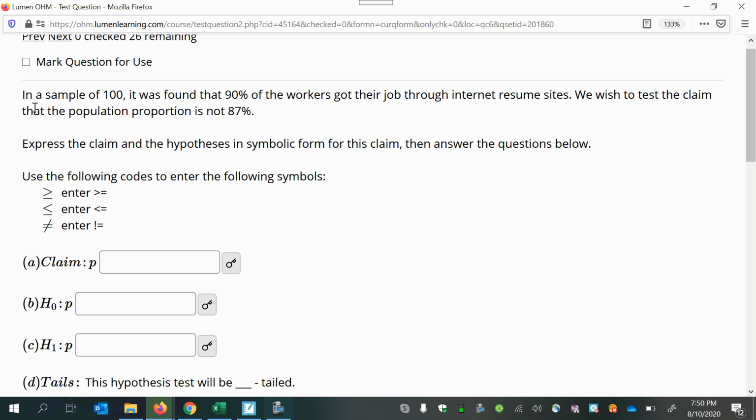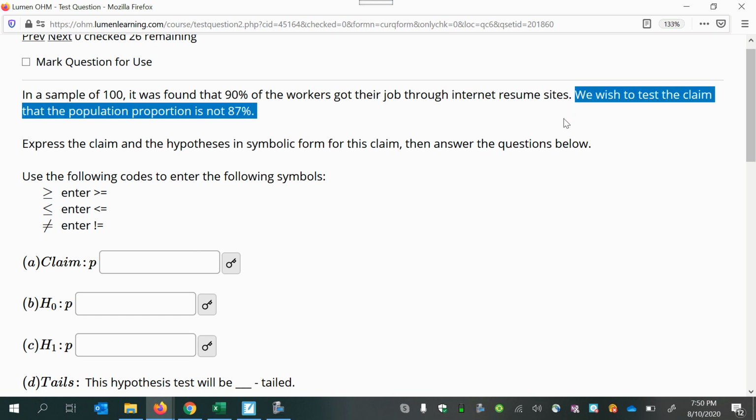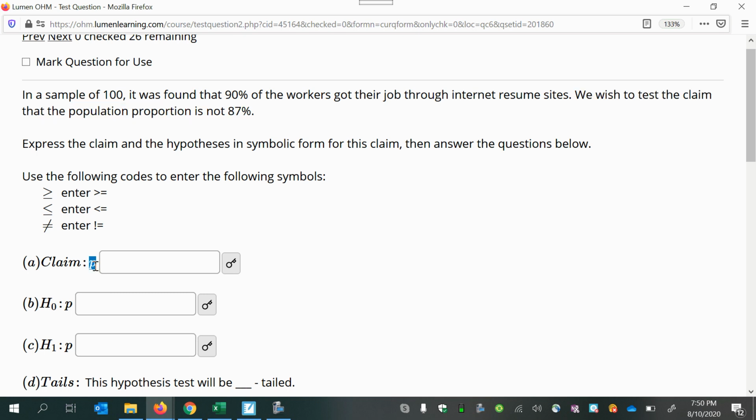Here is a similar example. It says in a sample of 100, it was found that 90% of the workers got their job through internet resume sites. We wish to test the claim that the population proportion is not 87%. So the claim in symbols would come right from this claim statement here. And we'll state it as the population proportion symbol P, which is already provided, is not, so that would be simply the not equal symbol.